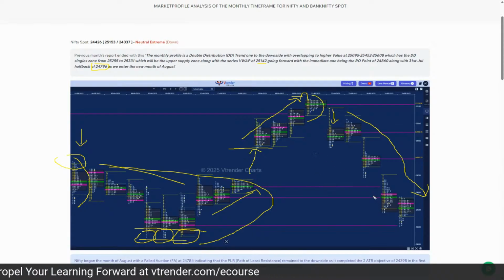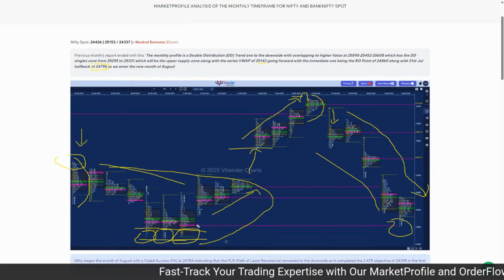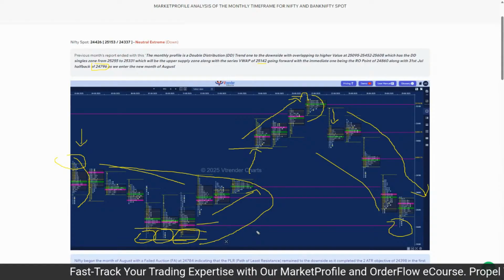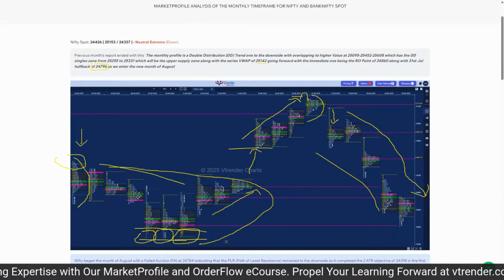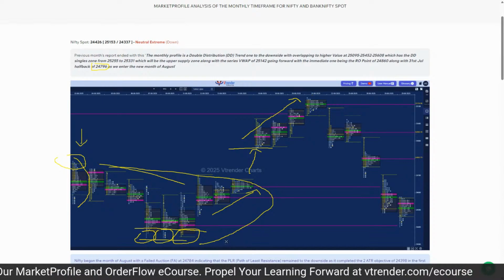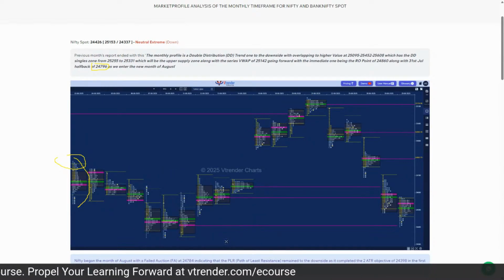And then we had a neutral extreme profile to the downside. Although we did not make new lows into the close, we tagged this POC of 24408 and closed right around it. So what were the important references we had to take forward for this month?